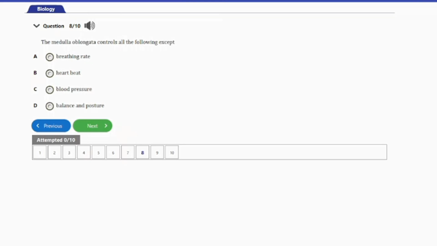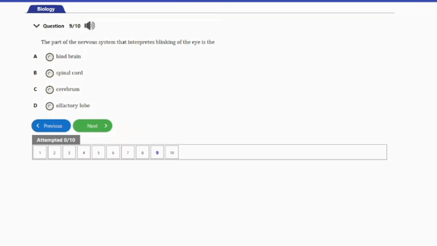Question number 8. The medulla oblongata controls all the following except A, breathing rate, B, heartbeat, C, blood pressure, D, balance and posture. The answer to this question is option D, balance and posture. So that's it for that question. Let's go ahead and consider the next question.